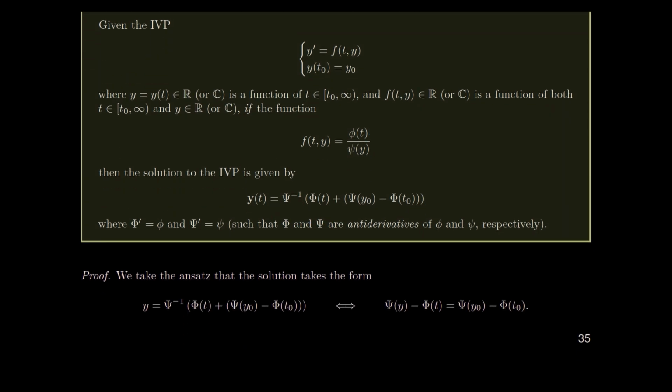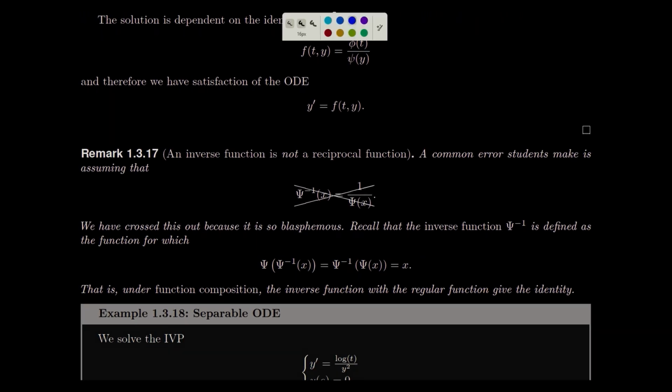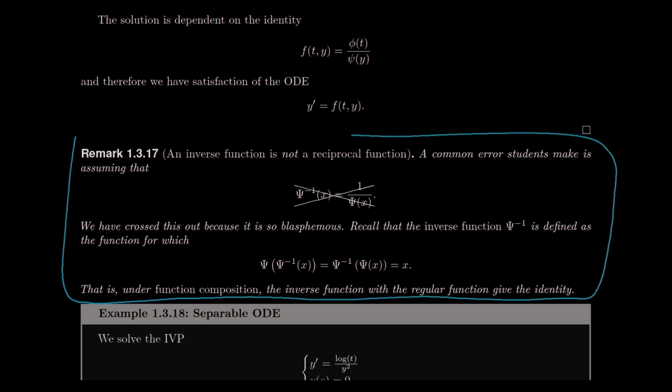Now, I need to comment on this because too many students make this mistake. This is remark 1.3.17. I do not want any of you making this mistake. If you do, I'll know that you didn't watch this part of the video. An inverse function is not a reciprocal function. A lot of students like to see this power, something to the -1 power, and they immediately assume that it's 1 divided by that thing. That's only true for numbers. -1 power means division only with numbers.